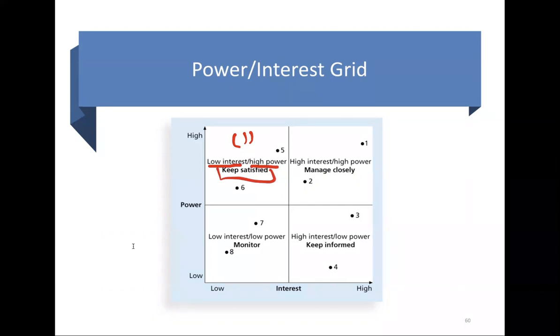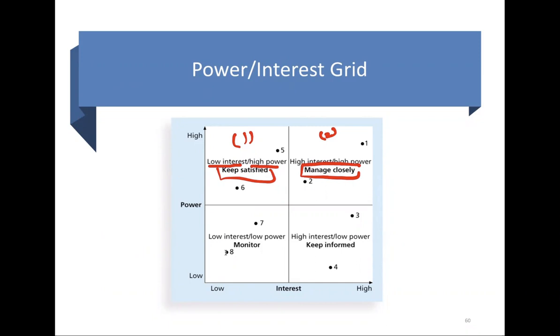On the other hand, if we look at the second group, they have high power and higher interest, so that means you need to manage them very closely. You must fully engage these people and make the greatest effort to satisfy them as well.